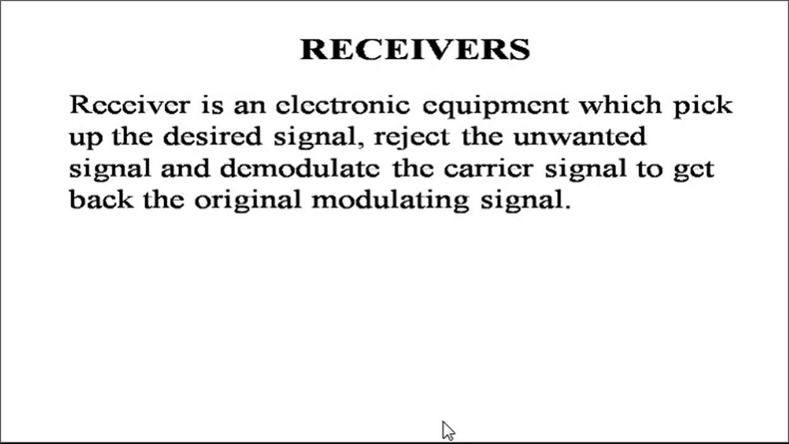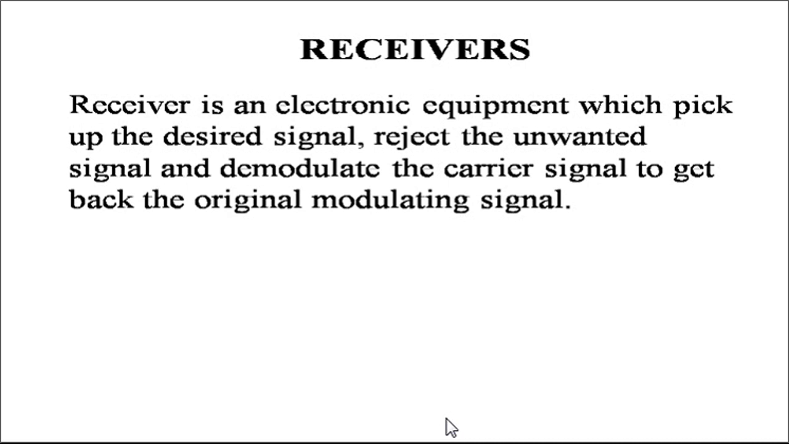A receiver is basically an electronic circuit which tries to pick up only the required signal and eliminate all other unwanted signals. We say this because there are many transmitters continuously transmitting signals, but the receiver has to select only one signal from the number of signals transmitted by different transmitters. So the function of the receiver is to pick the wanted signal from the number of signals and reject all other unwanted signals.